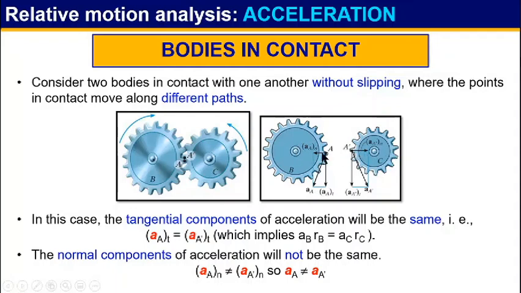Okay, the normal component is always directed toward the fixed point. The normal components of acceleration will not be the same. Okay, AA normal is not equal to AA prime normal, because we have a different radius here for each gear. Understand? So please remember, the tangential component is the same. However, the normal component is not the same for bodies in contact.